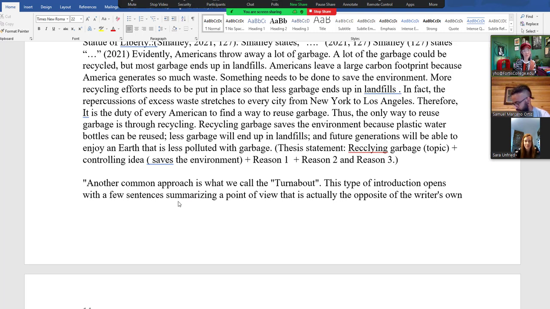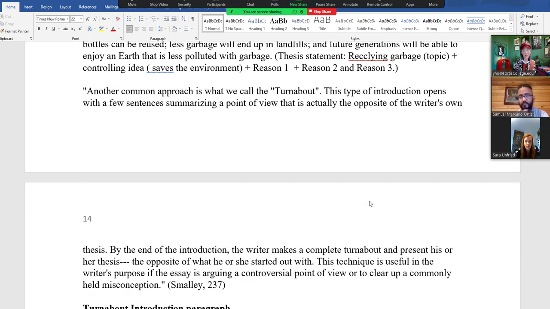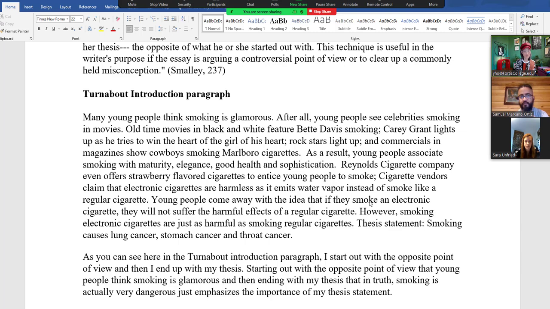This type of introduction opens with a few sentences summarizing a point of view that is actually the opposite of the writer's own point of view. So in a turnabout, you write about whatever your topic is. You start out with the other person's point of view, and then you pivot and say, but actually, in reality, and that becomes your thesis statement. So your thesis statement becomes the rebuttal of whatever you wrote on top. Therefore, you do an exact turnabout of whatever you're writing about.